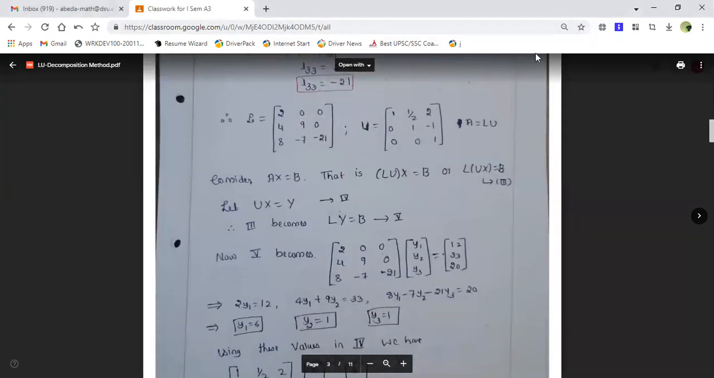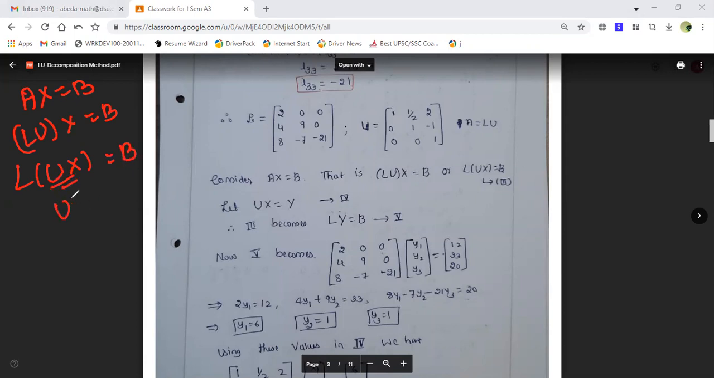So now we'll use the simple procedure for further calculation. That is, consider Ax is equal to B. Now, as you all know, A is equal to LU, so LU into X is equal to B, or you can write this as L into UX is equal to B. So this is all known stuff, and we will take now UX is equal to say Y. So this equation becomes LY is equal to B.